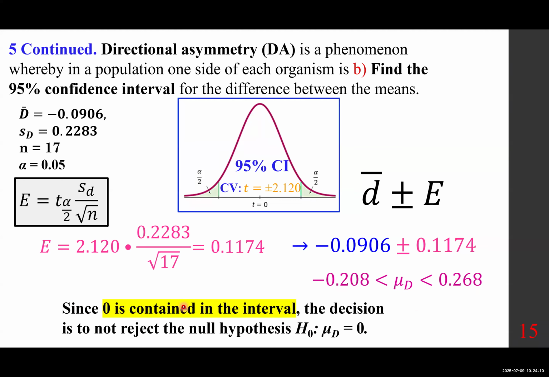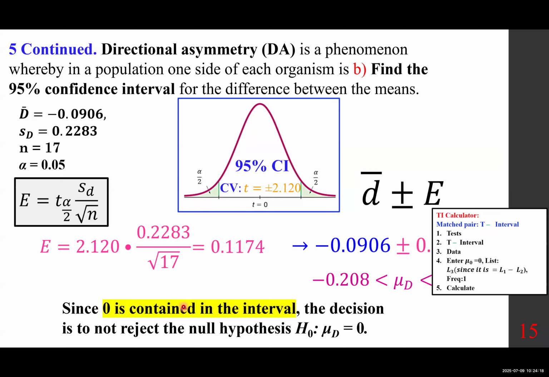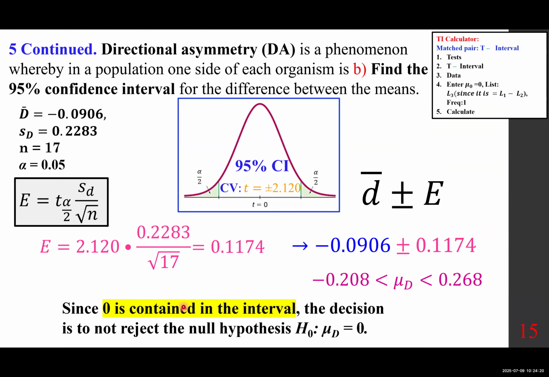Again, application in science. You can use a TI calculator process by using the T interval, matched pair T interval, test, and when you enter, you use L sub 3 and you let it do the calculation for you.